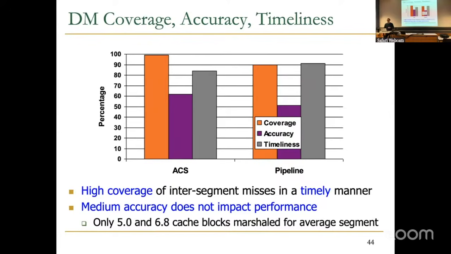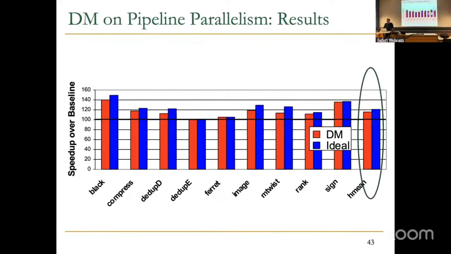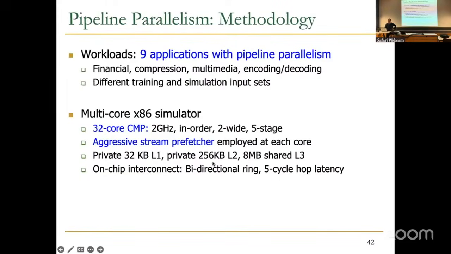Does the network support multiple? Yes, in this case, I think it's a ring-based network. It's a bidirectional ring. So the answer is yes, but it's not as much as what you would support with some other network, as we will see in the interconnection networks lecture.